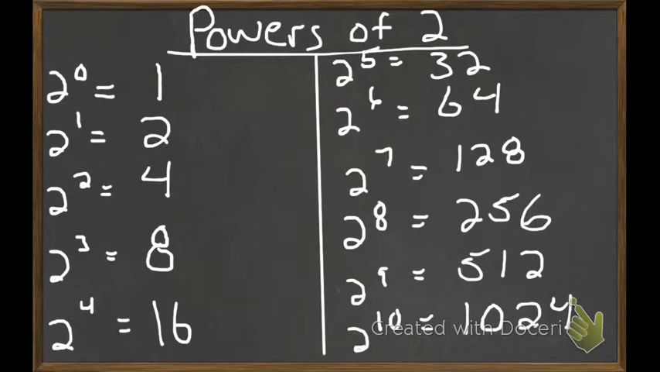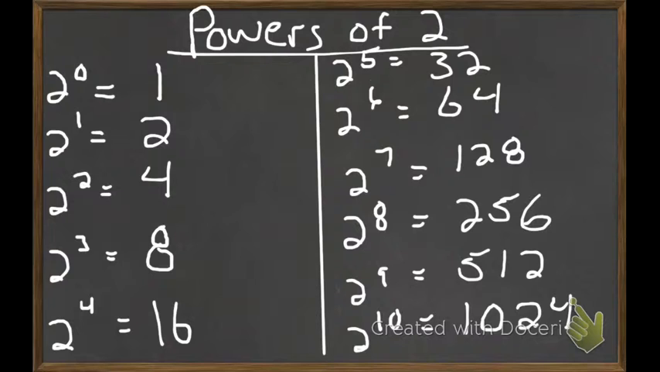So one of the things that I mentioned in the previous video is that you should be familiar with your powers of 2. And here I've listed from 2 to the 0 up to 2 to the 10. So we'll briefly go through them real quick. So 2 to the 0 is 1, because anything to the 0 power is 1. 2 to the 1 is 2, and 2 to the 2 is 4. 2 to the 3 is 8.